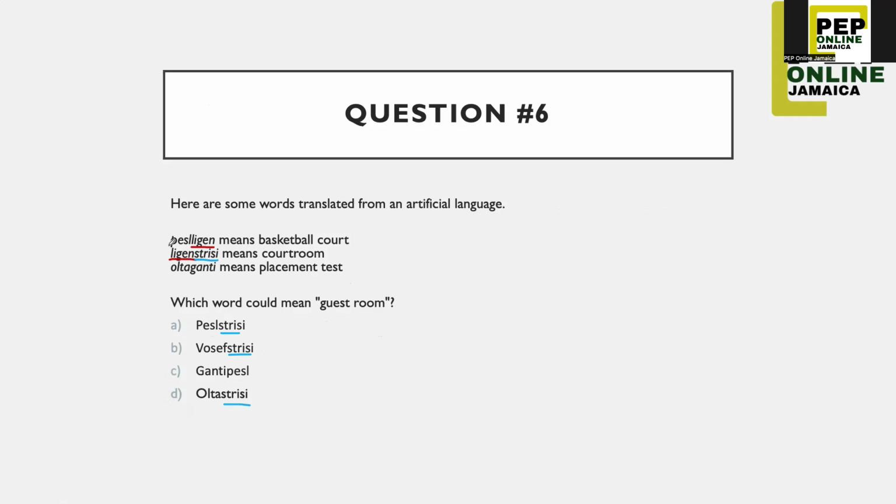P-E-S-L represents basketball. Nah, that's out. V-O-S-E-F, we have not seen that there, but we have seen O-L-T-A. O-L-T-A, which is placement, right? So right away, we realize that those two are out. So B would have been your answer. And this is fun. Once you get a gist of it, you like it and you literally understand it. It's this language, right?